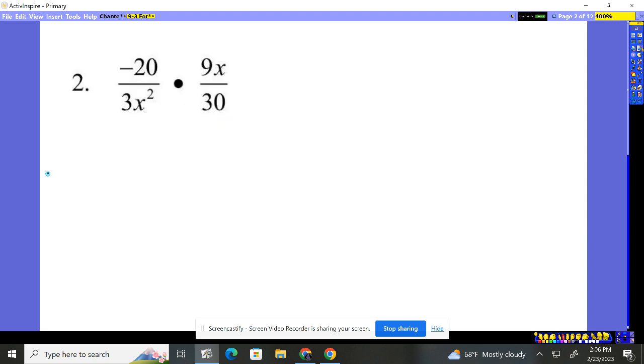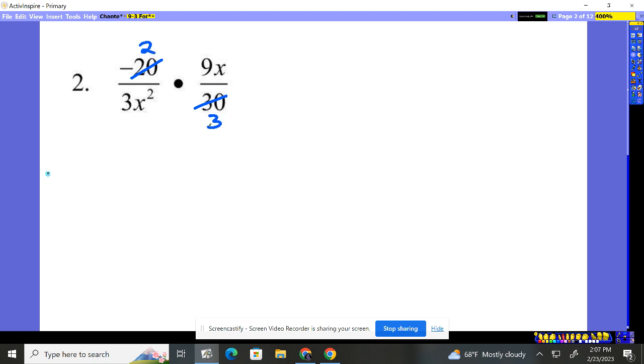So let's look at number 2. Same thing. Now, do remember, we have a negative times a positive. Negative fraction times positive fraction. So, hey, we're going to get a negative answer here, guaranteed. Let's look at our numbers, 20 and 30. Those guys both can be divided by what? 10.